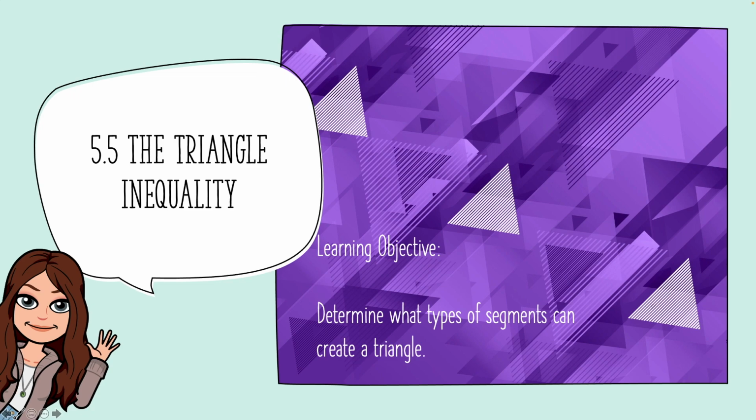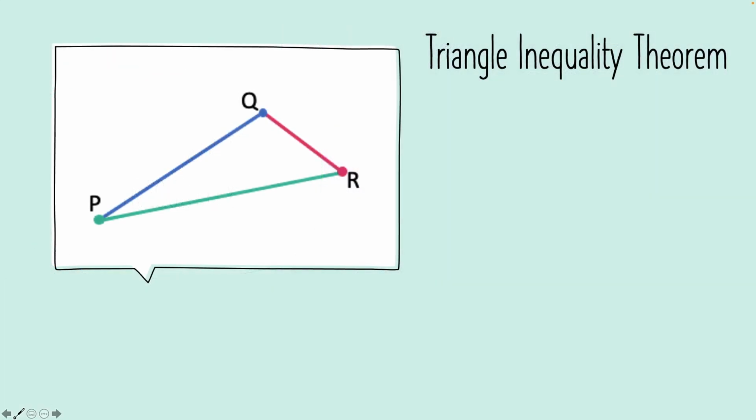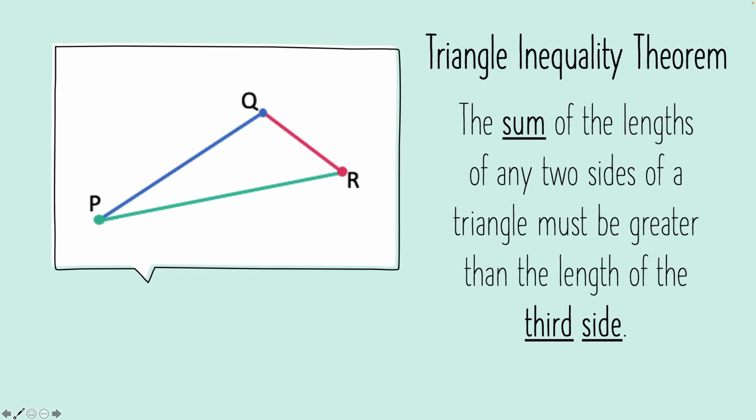Today we're going to learn about the triangle inequality. Basically what we're doing is figuring out what types of segments we need in order to create a triangle. The triangle inequality theorem says that the sum of the lengths of any two sides of a triangle must be greater than the length of the third side in order to form a triangle.